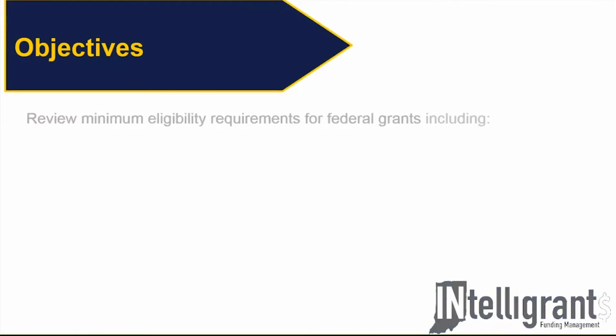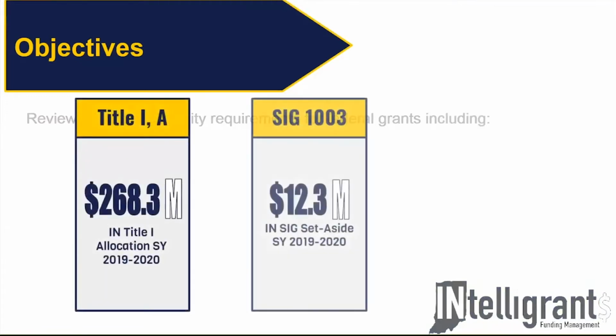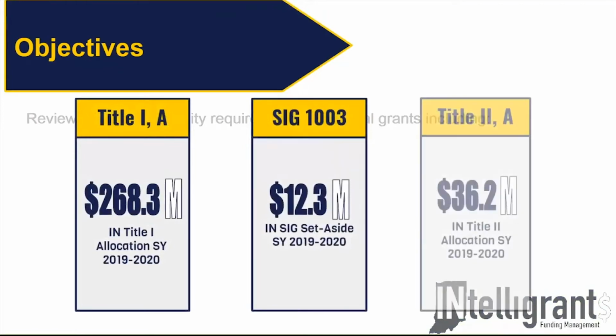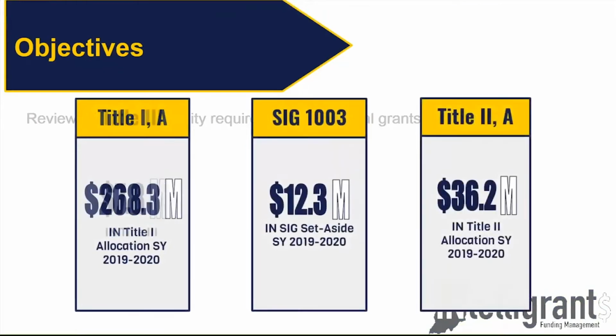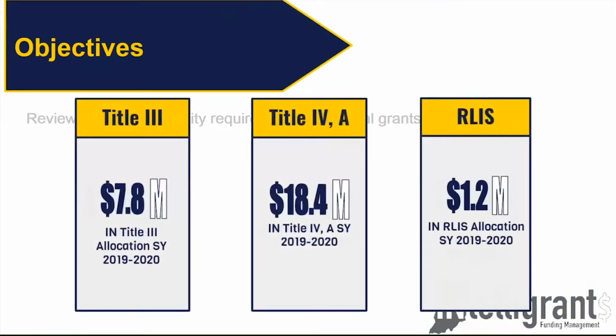Those grants include, but are not limited to, Title I Part A, School Improvement Grant 1003, more commonly referred to as SIG 1003, Title II Part A, Title III, Title IV, and Title V Part B, more commonly referred to as RLIS, which stands for Rural Low-Income Schools.